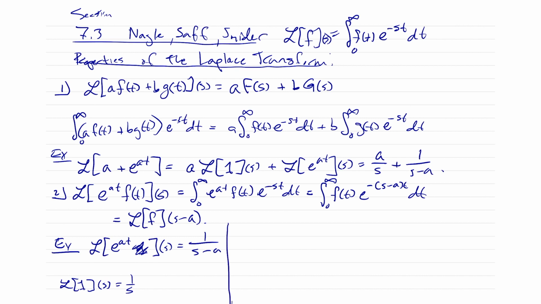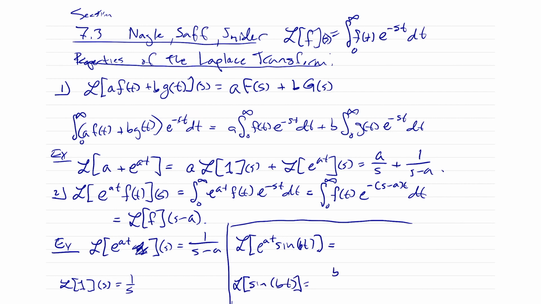And if you look elsewhere on the table, let's see, if I want to take the Laplace transform of e to the at times something, we want to put this in our table, and this is in Nagle, Saff, and Snider's table that we wrote down in the last lecture at the very end, table 7.1. One of the last pieces in there is sine of bt. If we go ahead and take the Laplace transform of that, well, we remember the Laplace transform of sine of bt is equal to b over s squared plus b squared.